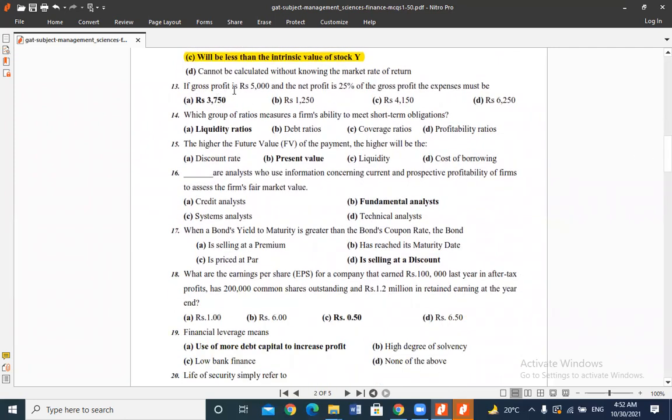If gross profit is rupees 5,000, the net profit is 25 100,000. You can calculate by yourself. The answer will be, don't ever follow my answer. You can calculate by yourself, and you can identify the answer, what is right or wrong, by yourself. Okay. Which group of ratios measures a firm's ability to meet short-term obligations? It is liquidity ratio.